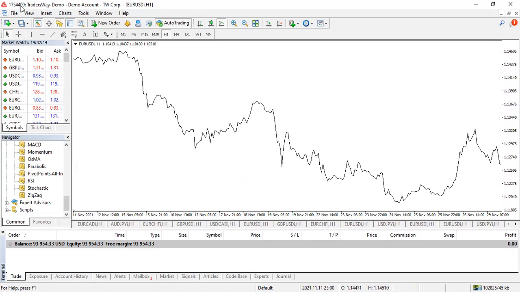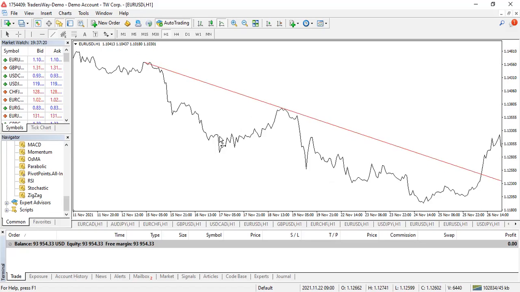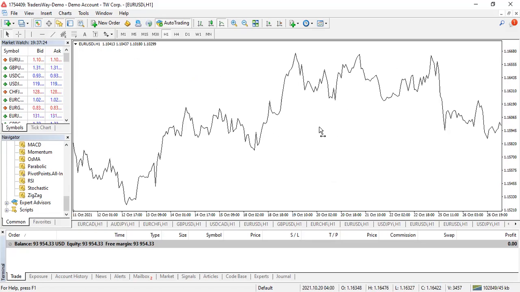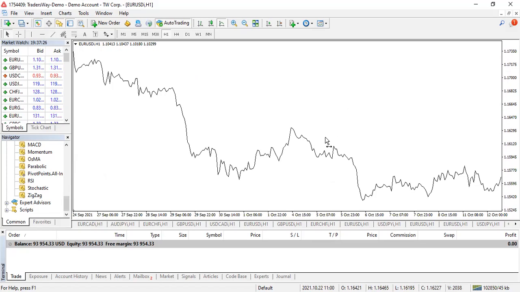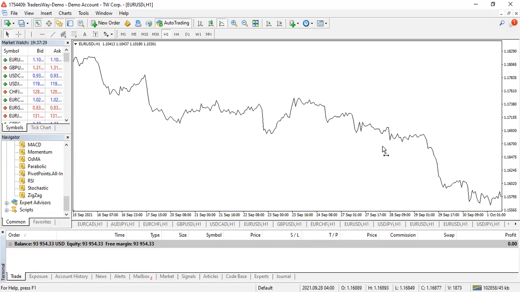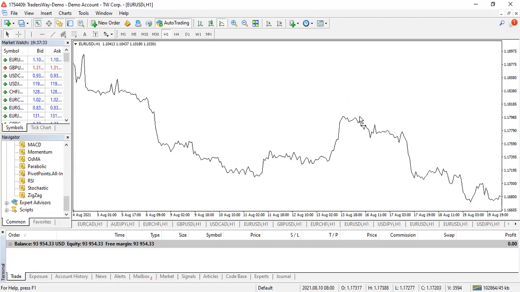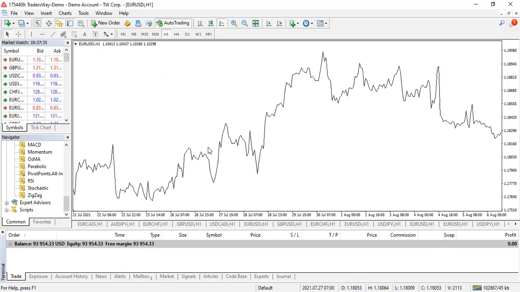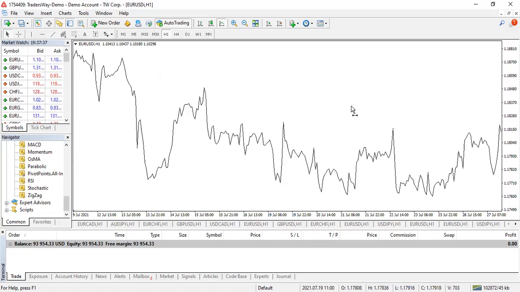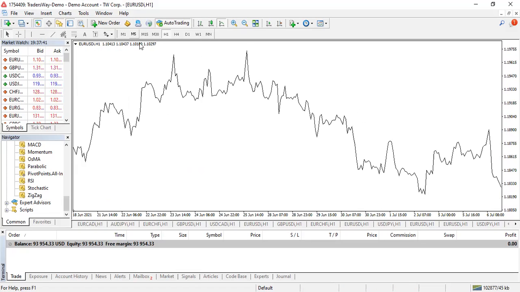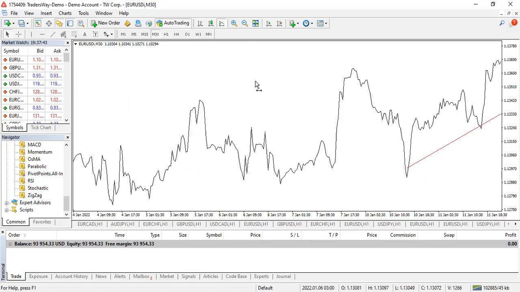Let me look for one more example of a downtrend. I've not seen any good example of a downtrend. So let me change it to the 30 minutes time frame.